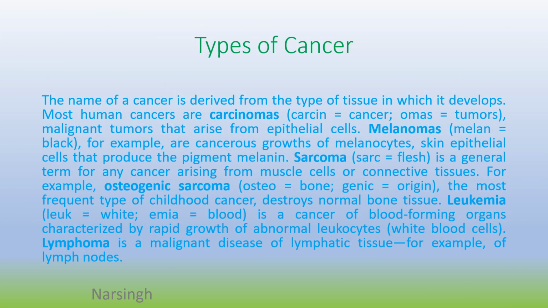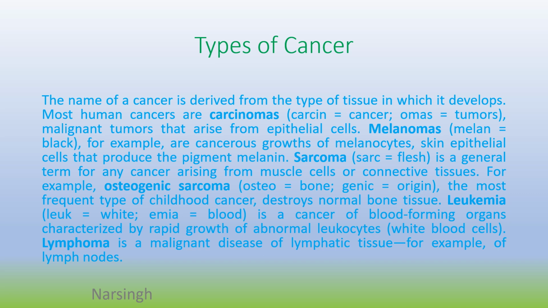Types of cancer. The name of a cancer is derived from the type of tissue in which it develops. Most human cancers are carcinomas. Carcin means cancer, omas means tumors, malignant tumors that arise from epithelial cells. Melanomas, melan means black, for example, are cancerous growths of melanocytes, skin epithelial cells that produce the pigment melanin. Sarcoma, sarc means flesh, is a general term for any cancer arising from muscle cells or connective tissues.